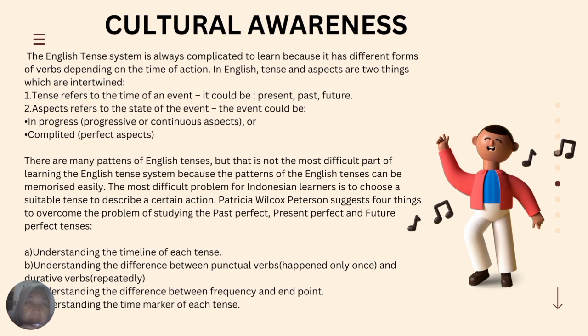Cultural awareness. The English tense system is always complicated to learn because it has different forms of verbs depending on the time of action. In English, tense and aspect are two things which are intertwined. First, tense refers to the time of an event. It could be present, past, or future. Second, aspect refers to the state of the event. The event could be in progress, called progressive or continuous aspect, or completed, called perfect aspect.